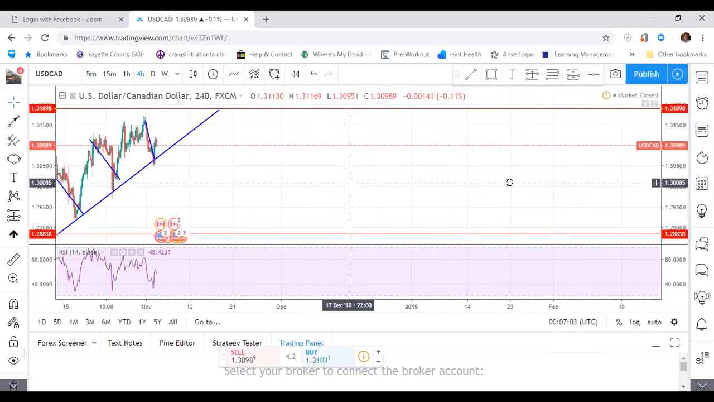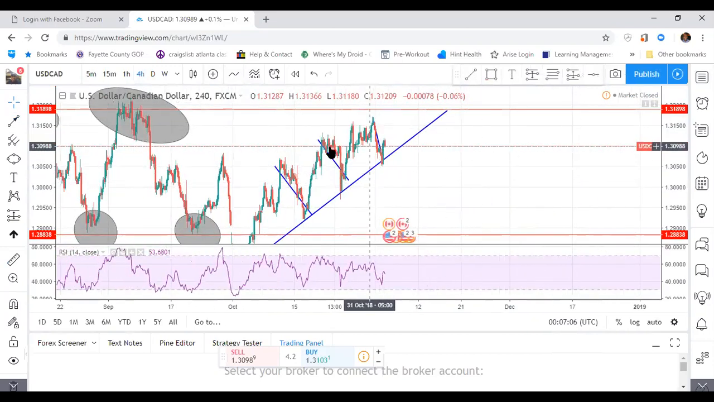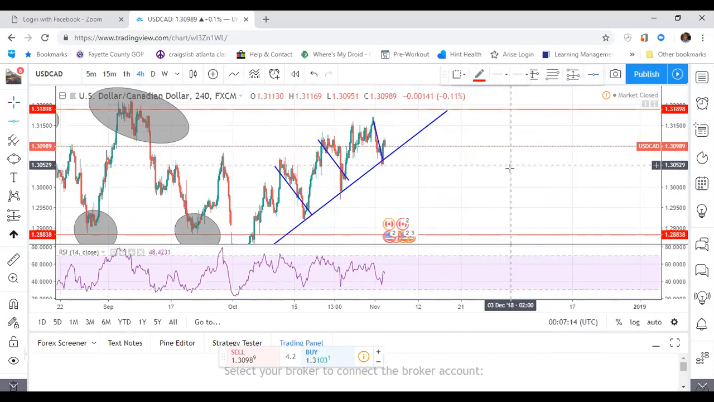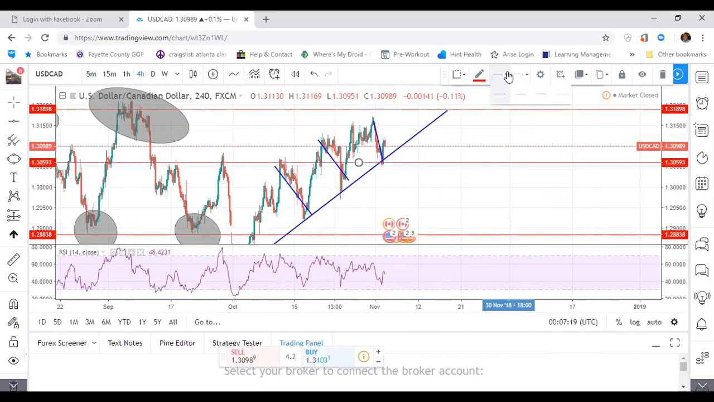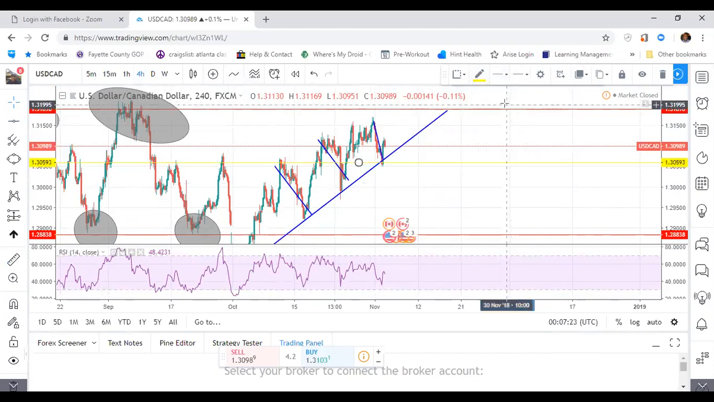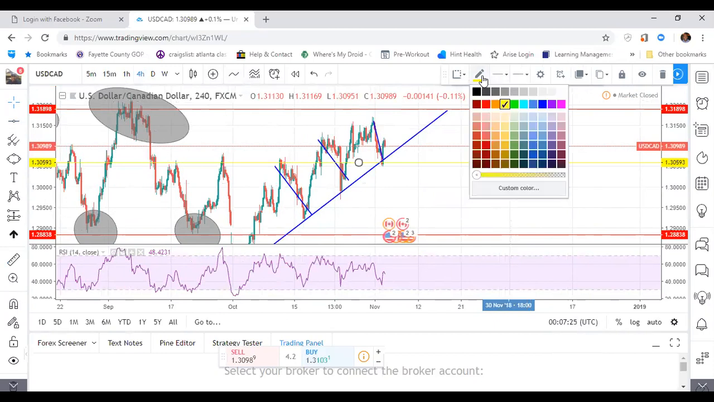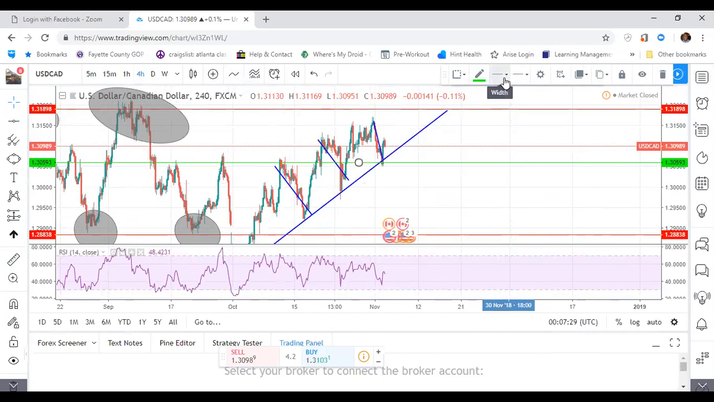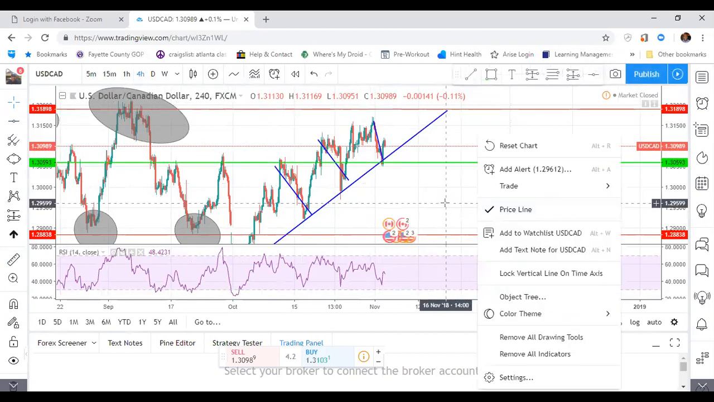And all that means is there's support and resistance underneath the major ones. So let's say I could put, maybe a resistance line here. And let's make that green. Okay, so now for me, this is a secondary resistance.